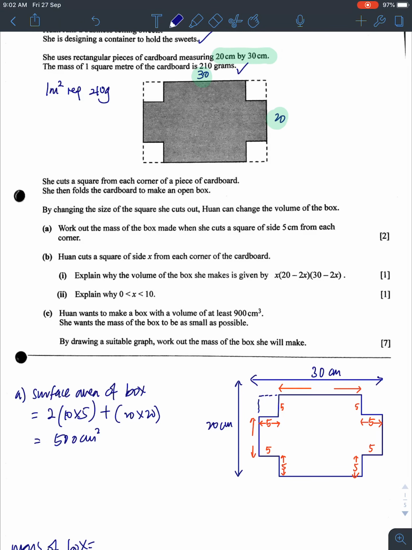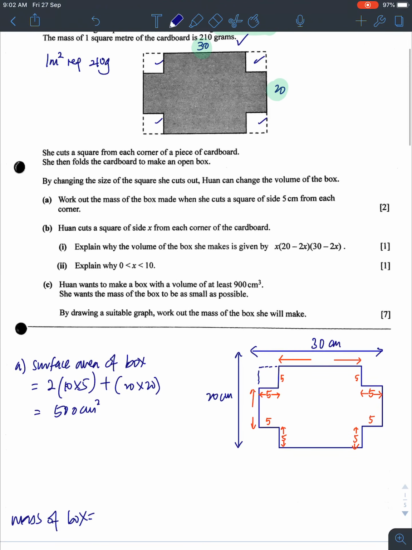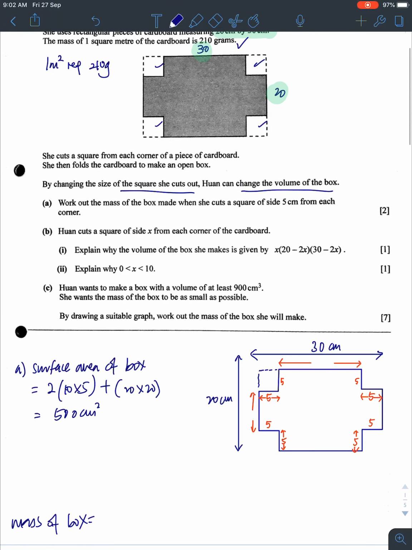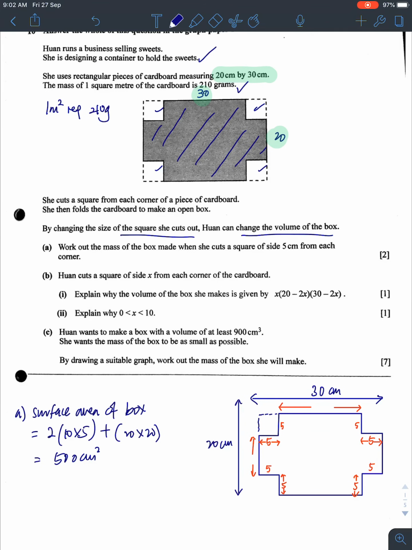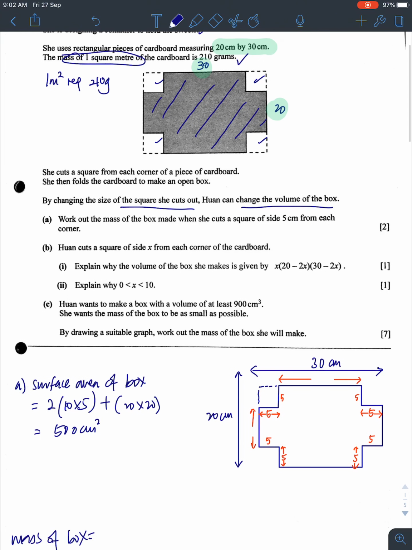Next, she simply takes out scissors and cuts a square from each corner of this rectangular cardboard. If she changes the size of the square she cuts, she can change the volume of the box. That means the larger the square that's being cut out, the smaller the shaded area, hence the smaller the total surface area, and therefore the smaller the volume of the box and the mass of the box as well, because the mass is dependent on the total surface area.